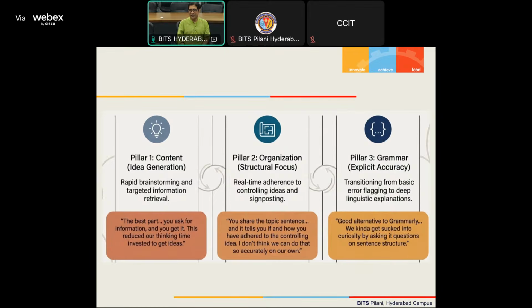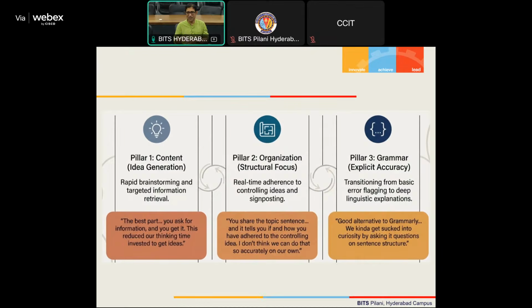And then organization, I'm talking about structural focus here. One of the students mentioned that you share the topic sentence and it tells you if and how you have adhered to the controlling idea. Let's say after the topic sentence you deviate, you start writing something else. It tells you that this is not really supporting what you mentioned in the beginning, that means your main idea. So you stay focused because of ChatGPT. That helps you a lot. So on your own, you may not be able to do that, and that's what the student mentions here.